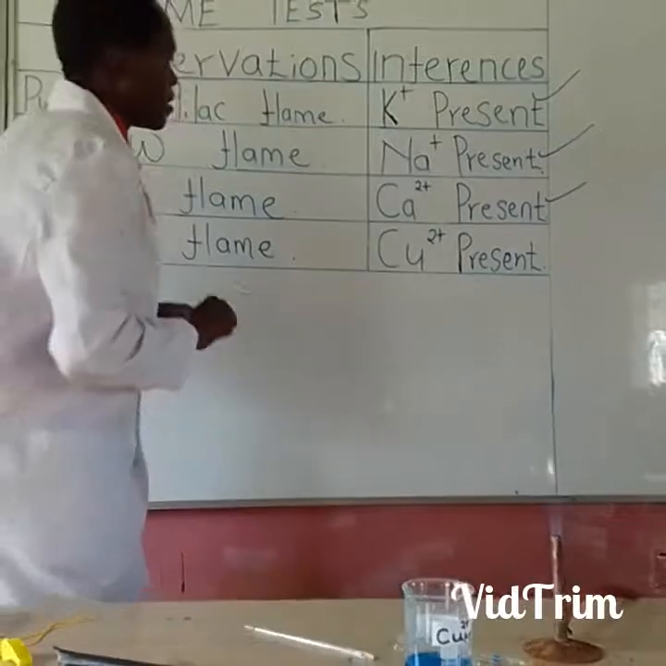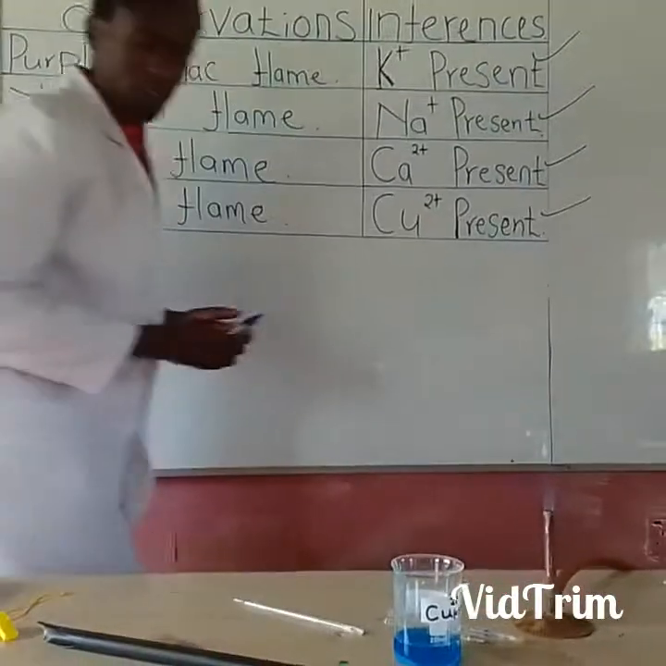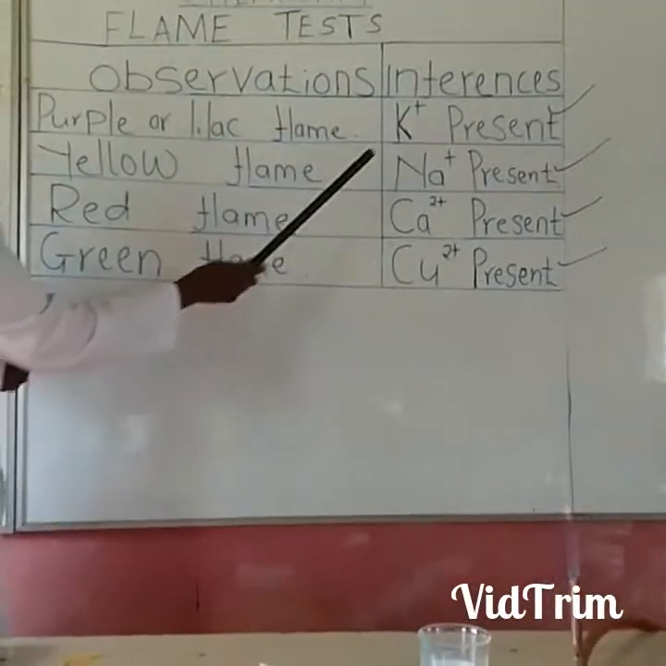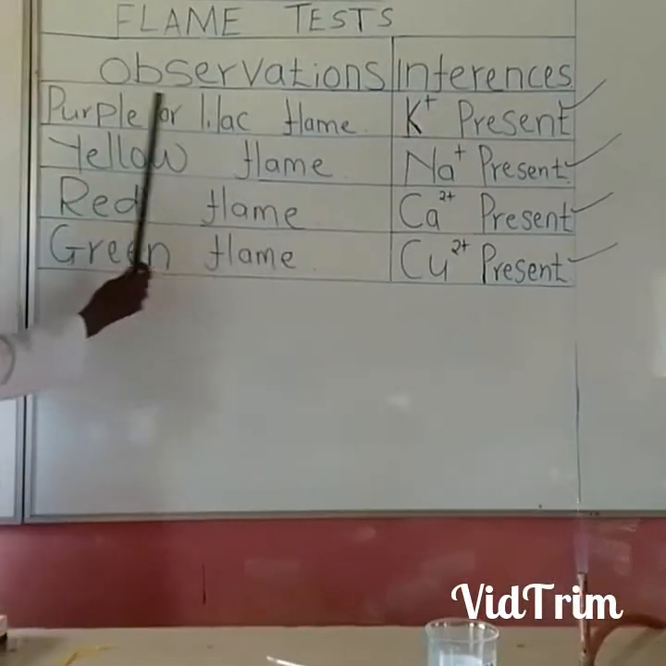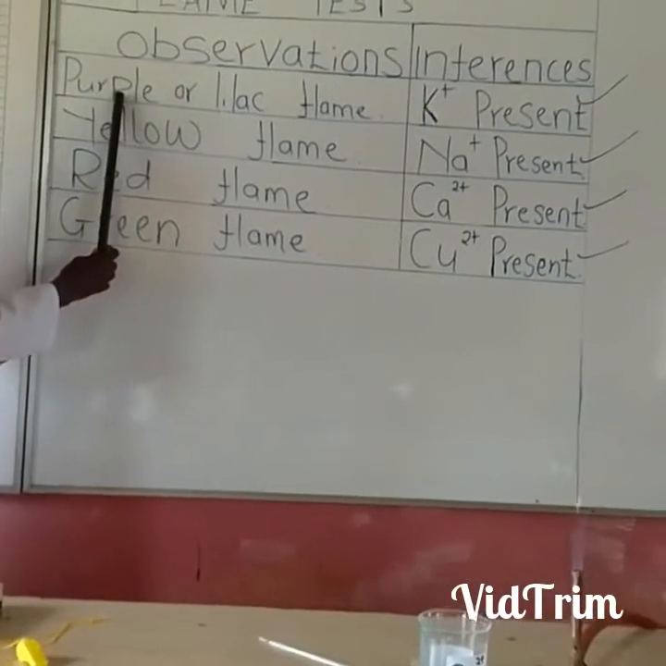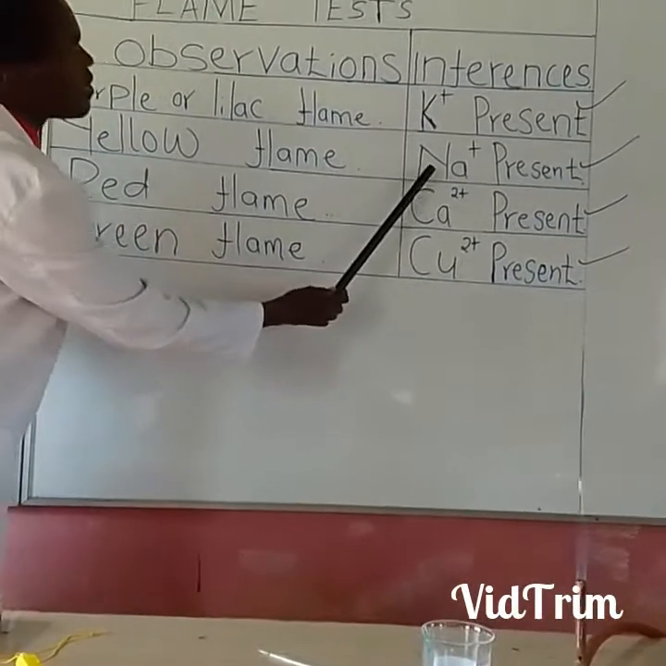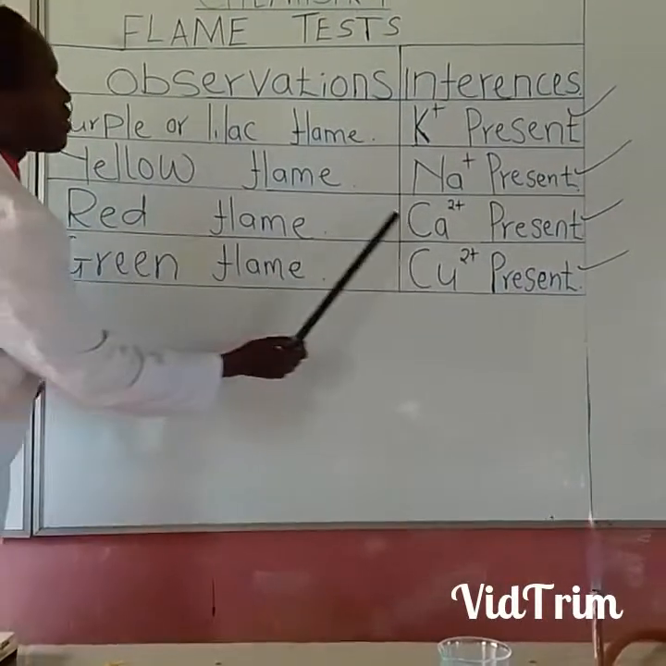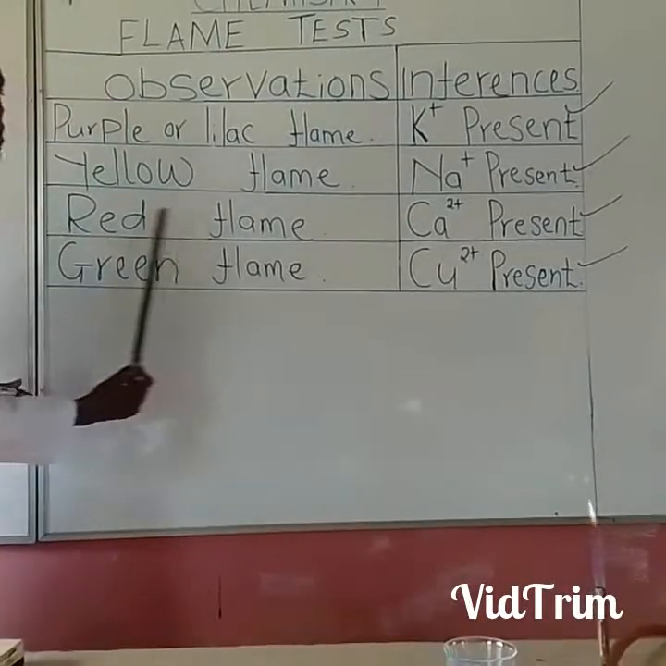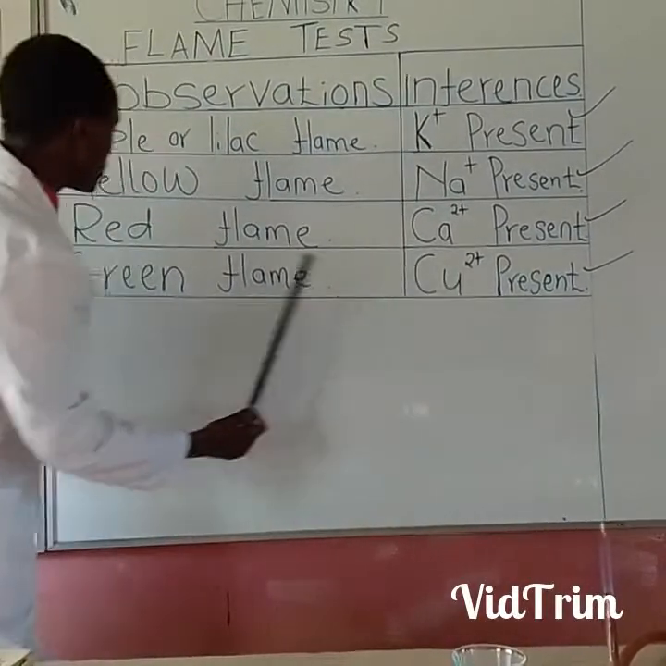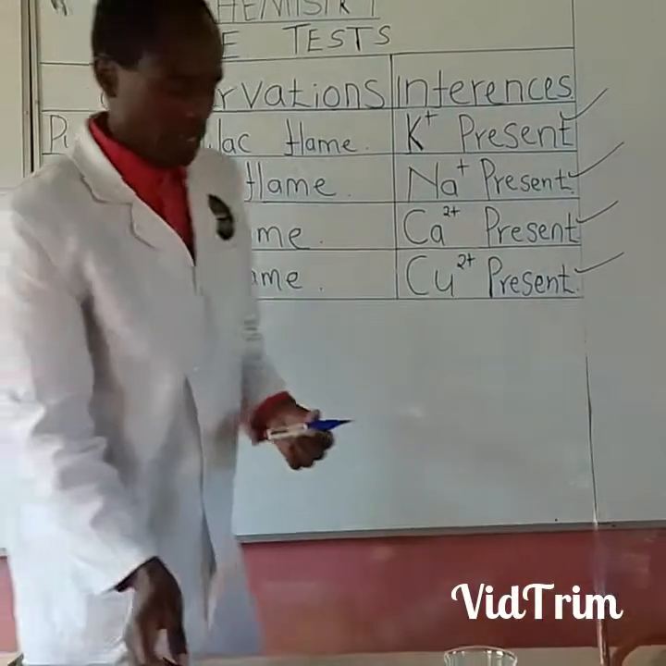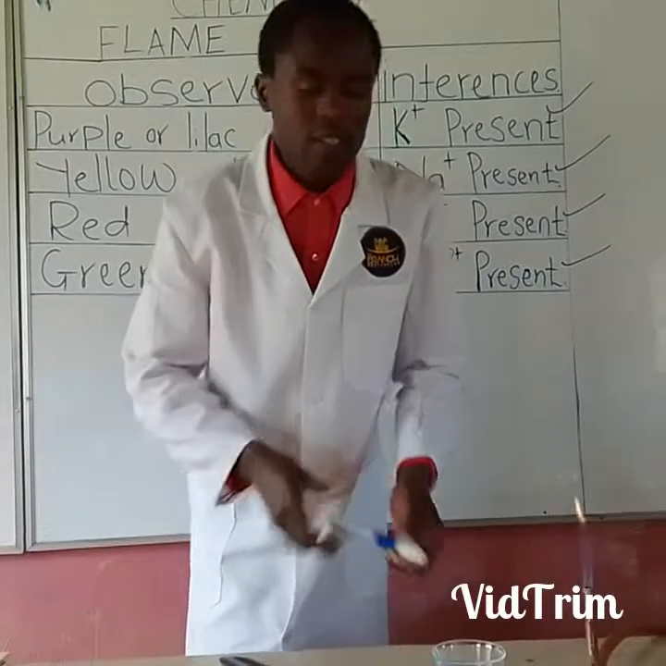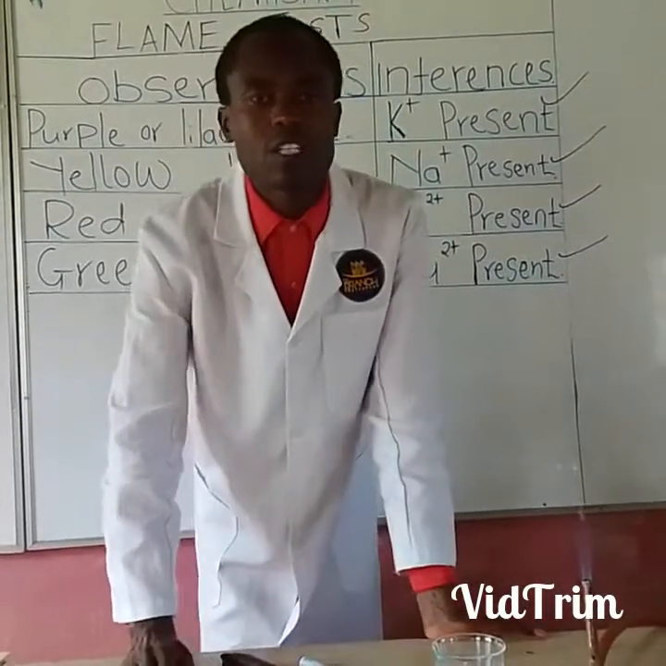So we have confirmed that if potassium ions are present, the flame will be purple or lilac. Then sodium ions, yellow flame. Then for calcium ions, red flame. Then copper ions, a green flame. Thank you very much. We have come to the end of the lesson.